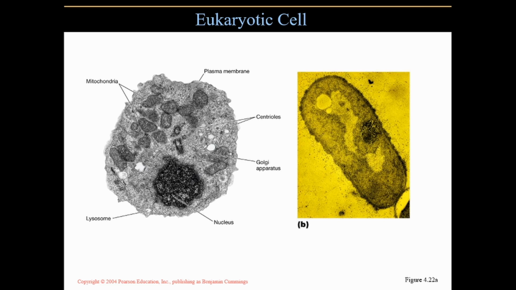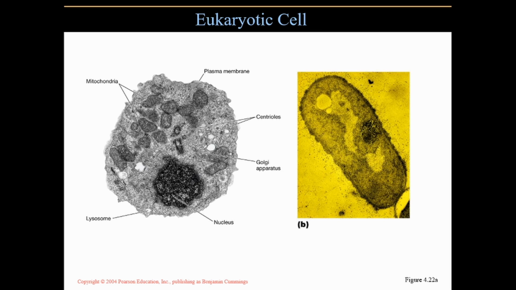On the left, we have a micrograph of a eukaryotic cell. And on the right, we have a micrograph of a prokaryotic cell, a bacterial cell. Now, in terms of the relative sizes of them, this is not to scale. If the eukaryotic cell were at the same magnification as the prokaryotic cell, we would only see a portion of the eukaryotic cell because it's so much larger.